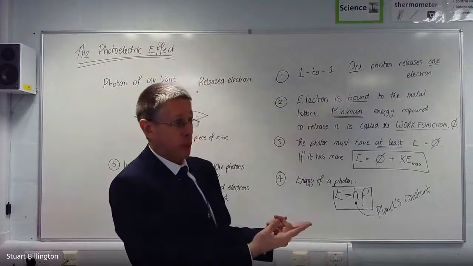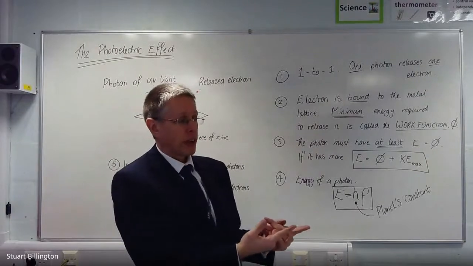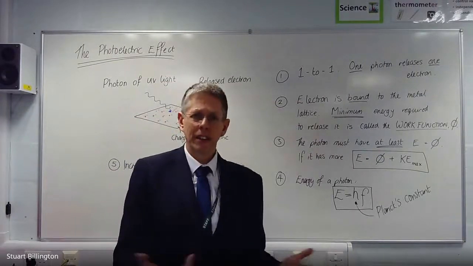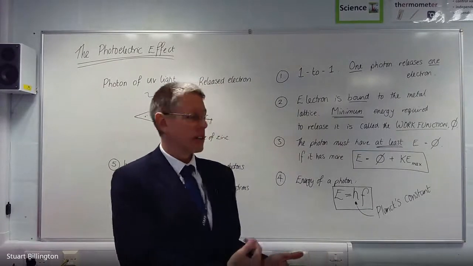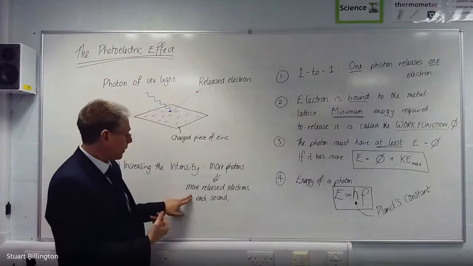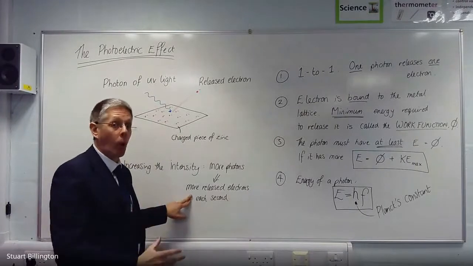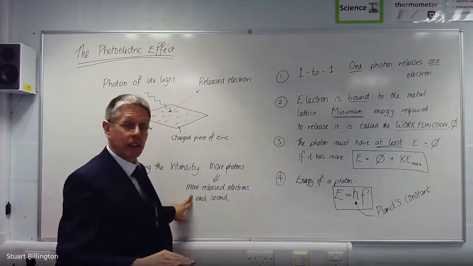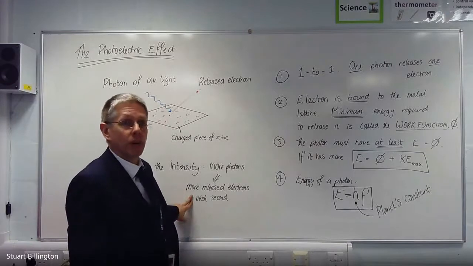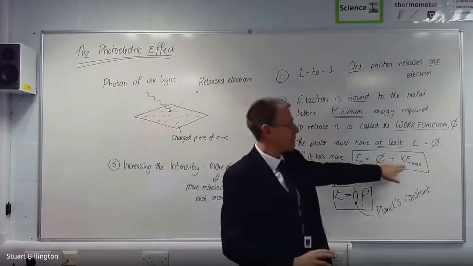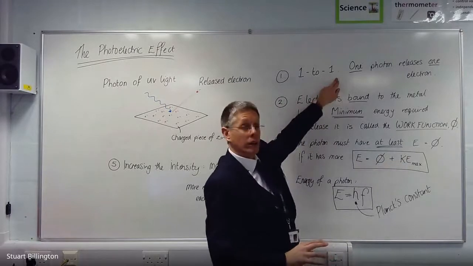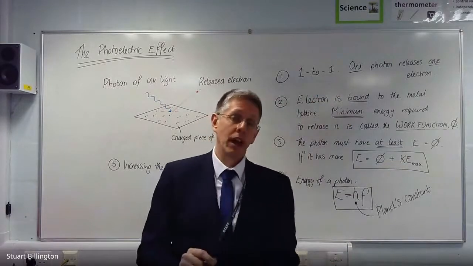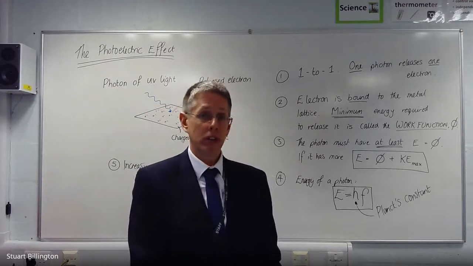And indeed, when we put the UV on it, it didn't make it happen any faster than instant, because instantly the leaf discharged. So what you do get is more electrons, not faster electrons, just more of them. They still come out with the same maximum kinetic energy that they had before, because it's one-to-one, and each photon has still got the same amount of energy that it's always had.